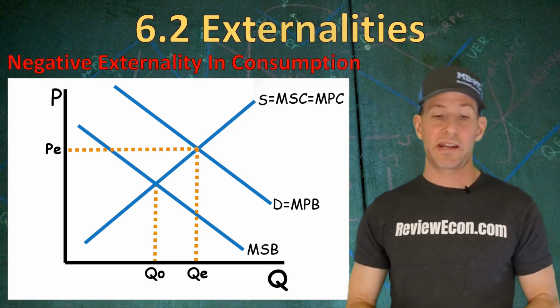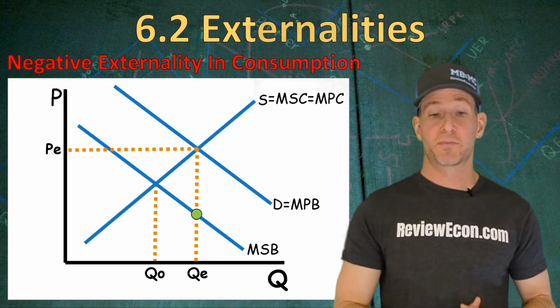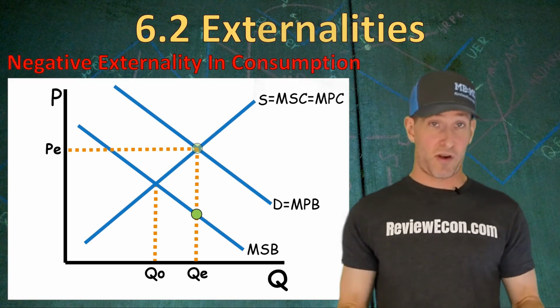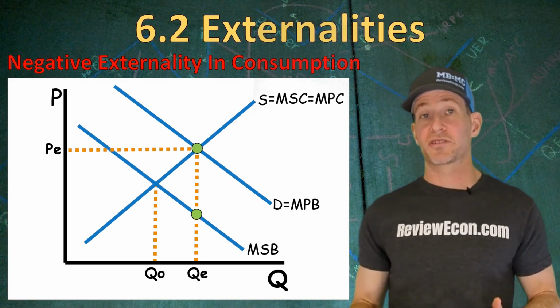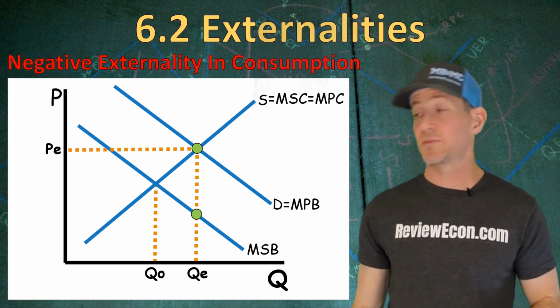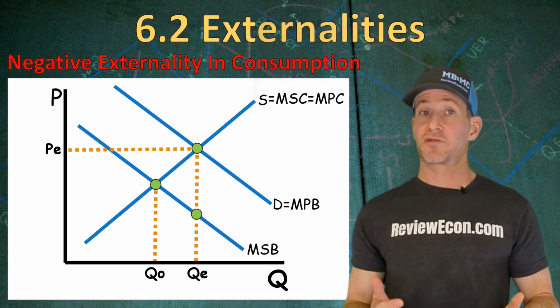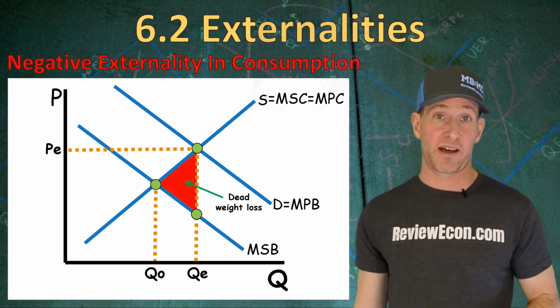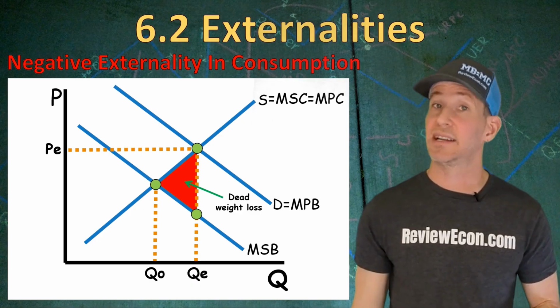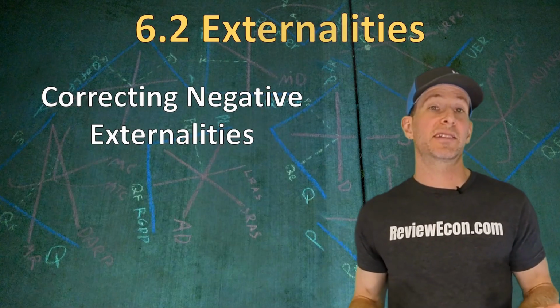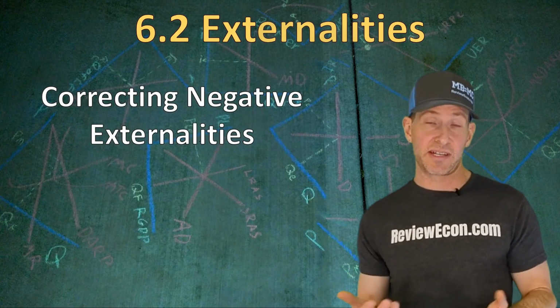At our market quantity, we have that point of marginal social benefit. Up above, we find our marginal social cost point, and where marginal social benefit equals marginal social cost, we have our allocatively efficient point. Those 3 points give us our triangle of deadweight loss created by this negative externality in consumption. When it comes to correcting for negative externalities, the government's going to need some intervention.